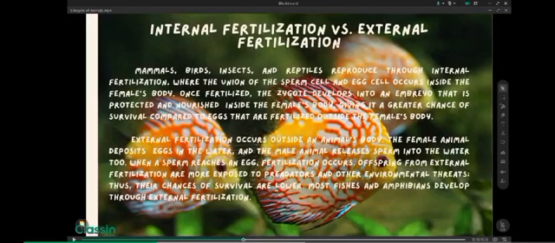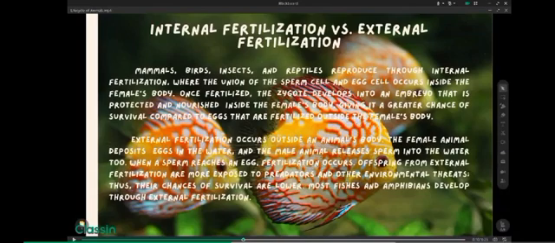Internal fertilization versus external fertilization. Mammals, birds, insects, and reptiles reproduce through internal fertilization, where the union of the sperm cell and egg cell occurs inside the female's body. Once fertilized, the zygote develops into an embryo that is protected and nourished inside the female's body, giving it a greater chance of survival compared to eggs that are fertilized outside the female's body.